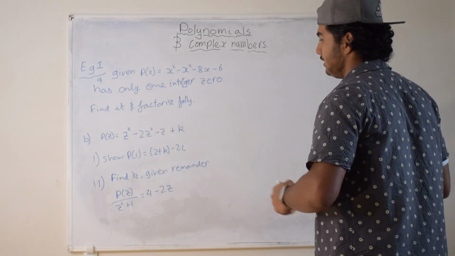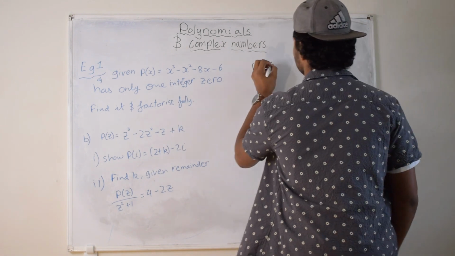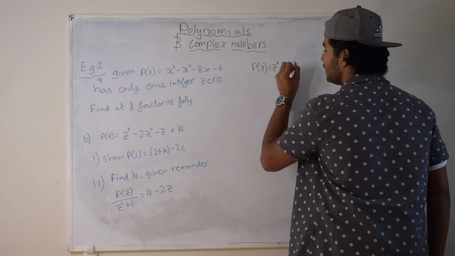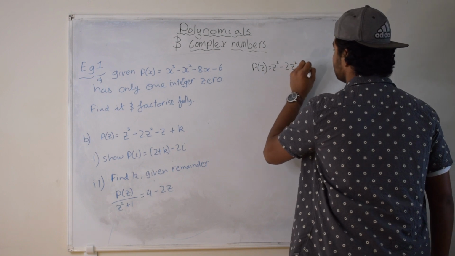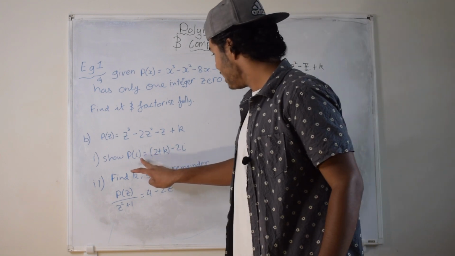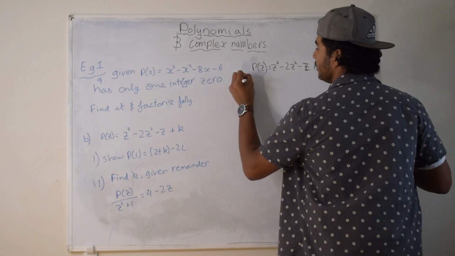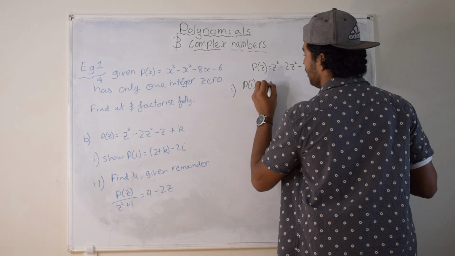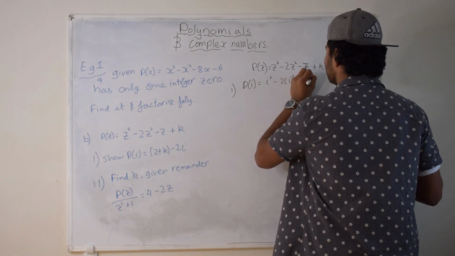So it says p of z equals z cubed minus 2z squared minus z plus k. Show p of i equals 2 plus k minus 2i. Okay, so sub in p of i into this. So we'll go p of i then equals i cubed minus 2i squared minus i plus k.